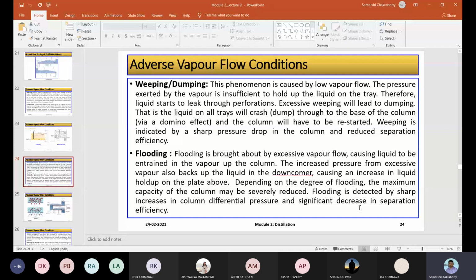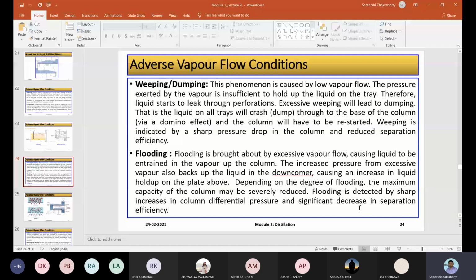The opposite of this flooding phenomenon is the weeping phenomenon. This phenomenon is caused by low vapor flow. The pressure exerted by the vapor is insufficient to hold up the liquid, since the trays are perforated. So if you are not supplying enough vapor from the bottom, your tray will no longer be able to hold on to the liquid, and through those perforated holes the liquid is going to drip down. Therefore the liquid starts to leak through the perforations.